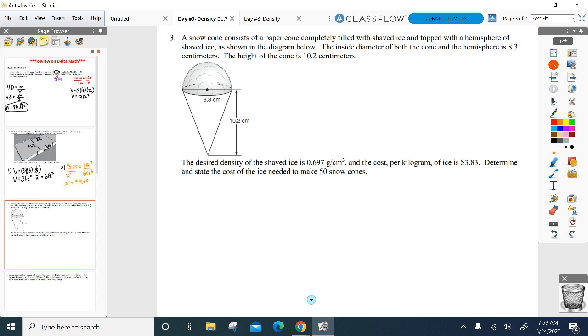The cost per kilogram of ice is $3.85. Look, how much ice is it going to take me? What's the price of the ice for 50 snow cones? All right, let's take our time. I have density right here, and they're going to charge me for the mass, $3.85 per kilogram. First thing it would be good to find is how much does this bad boy weigh? One cone. I know I'm doing 50, but one cone, how much does it weigh?